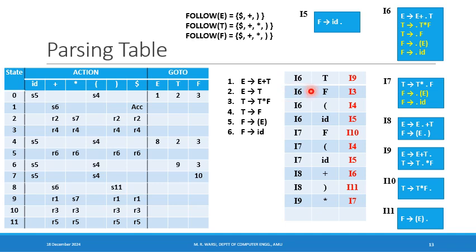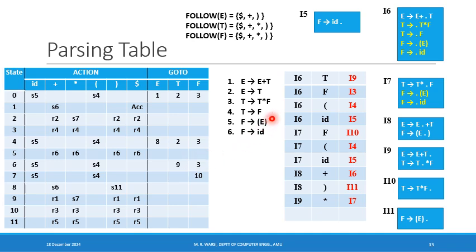Let's take another transition from state number 6. From state number 6 on capital F, we are going to state number 3. Once again, a transition on variable, so it will give rise to an entry in the go-to region of the parsing table. So 6 comma F will be 3, and you can see here in the parsing table that this entry is marked as 3.